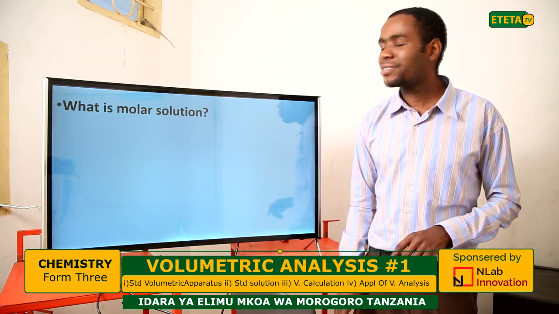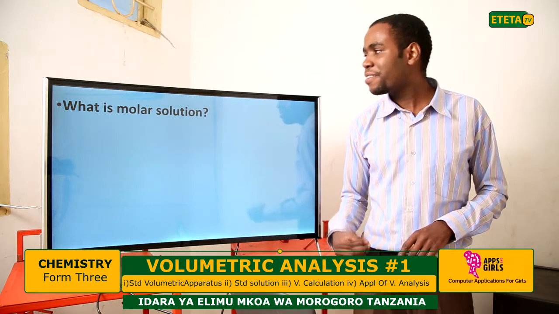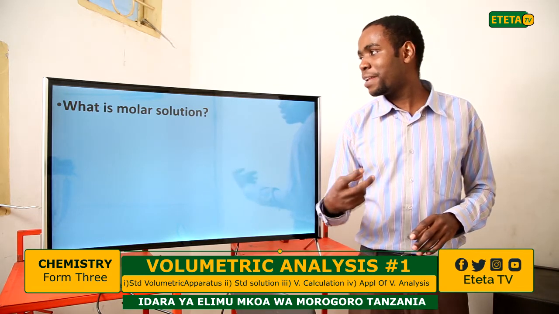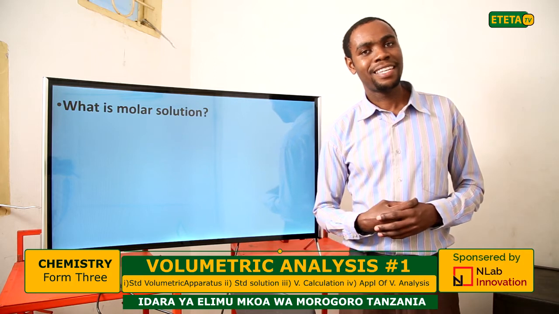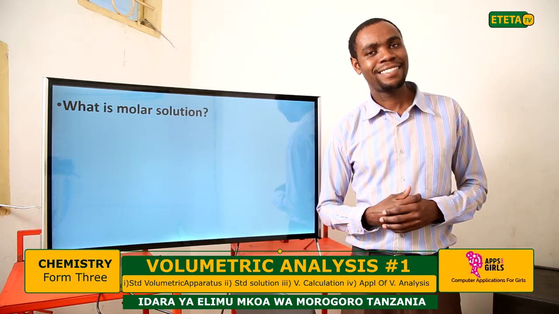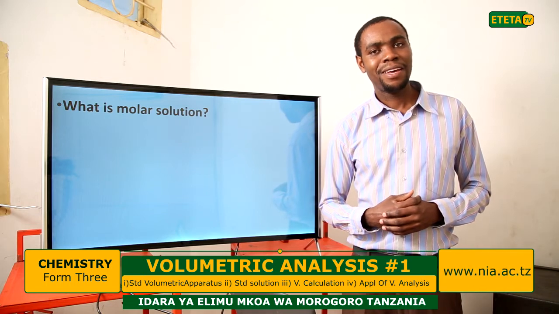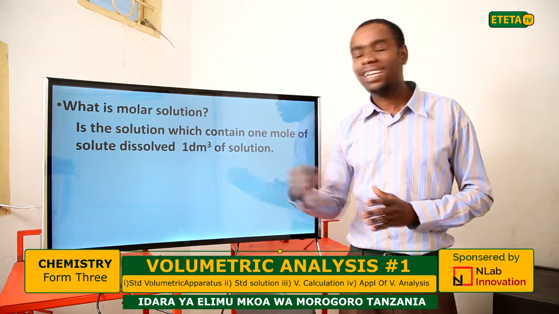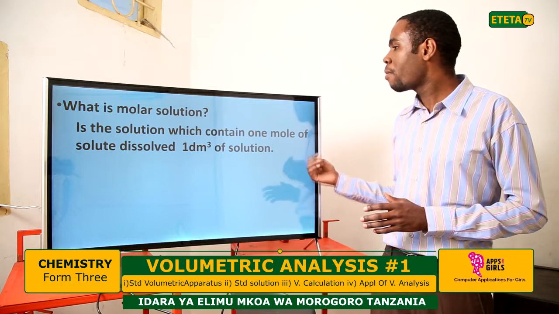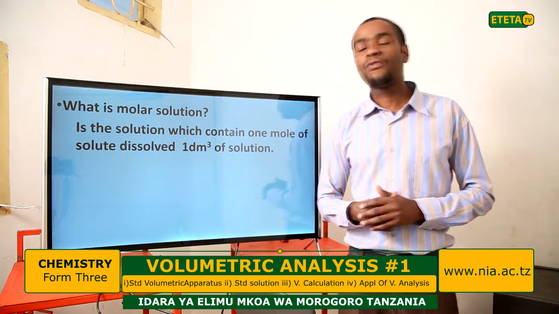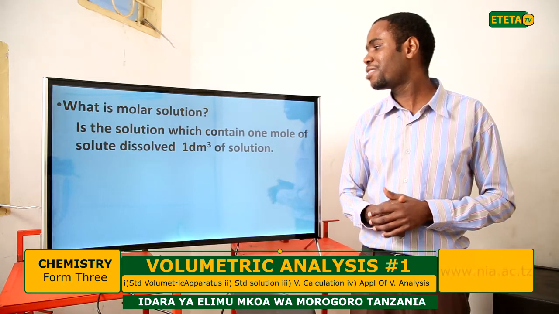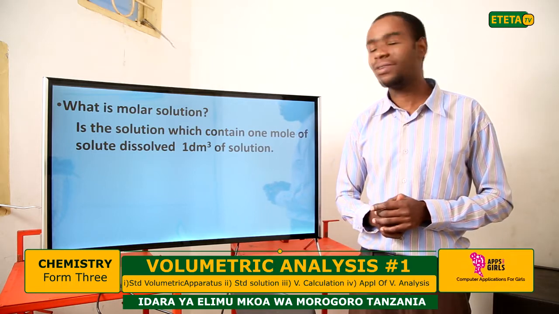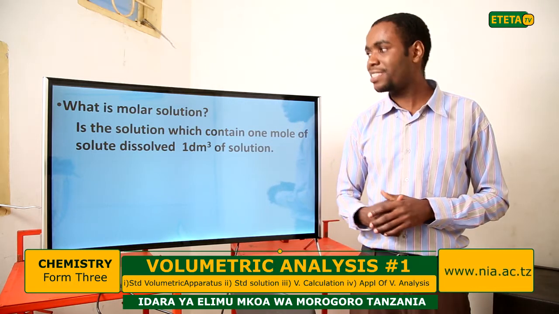Now, what is a molar solution? Students, can you define a molar solution? Can you give me a brief explanation on molar solution? Few seconds. Good. A molar solution, by definition, is a solution which contains 1 mole of solute dissolved in 1 decimeter cube of a solution. That's a molar solution.